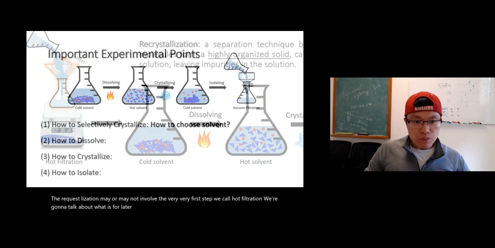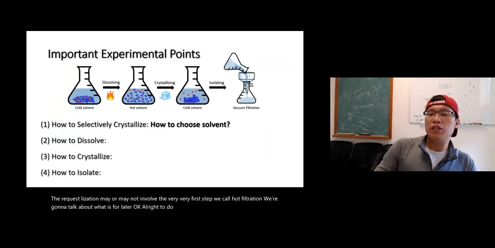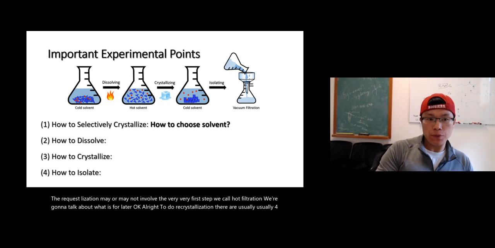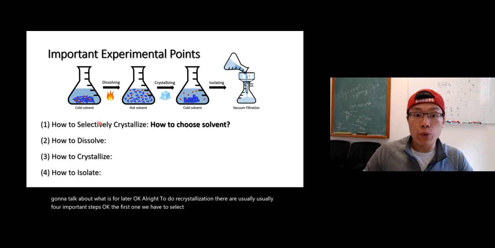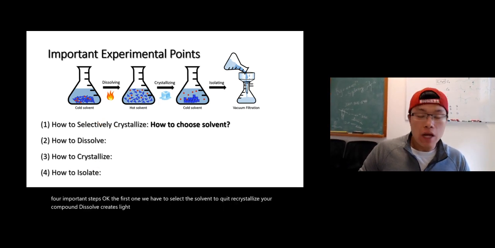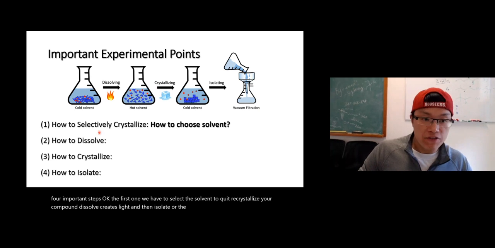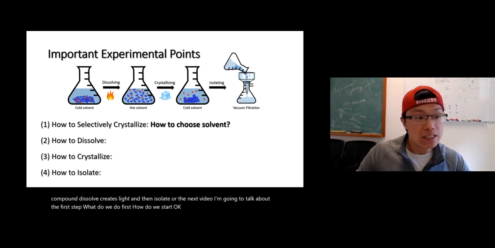Okay, all right. To do recrystallization, there are usually four important steps. The first one, we have to select the solvent to recrystallize your compound. Then dissolve, crystallize, and then isolate. In the next video, we're going to talk about the first step. What do we do first? How do we start? Okay, all right, let's check out the next video with me.